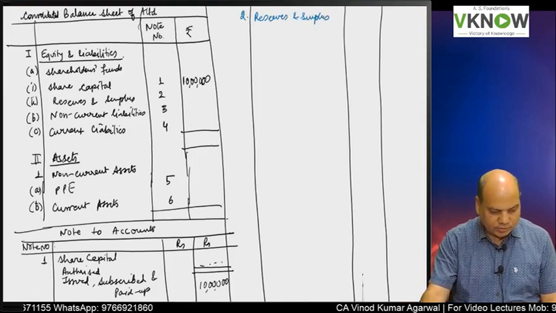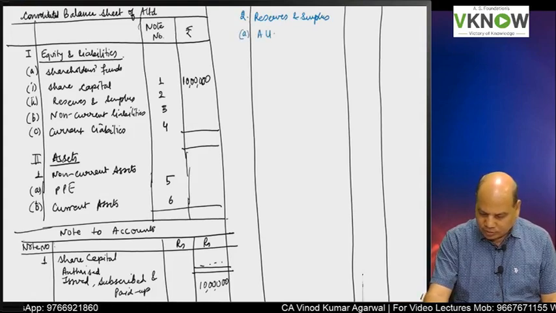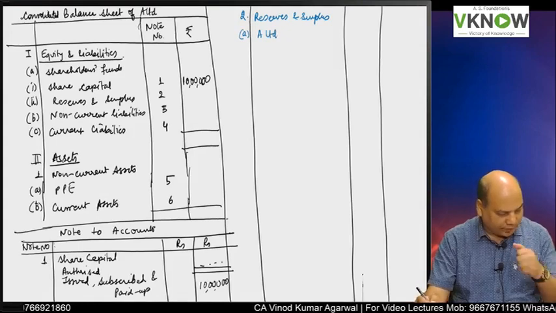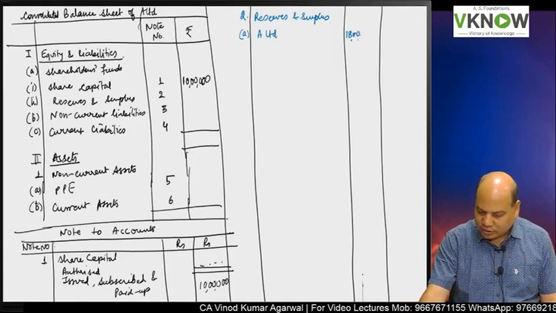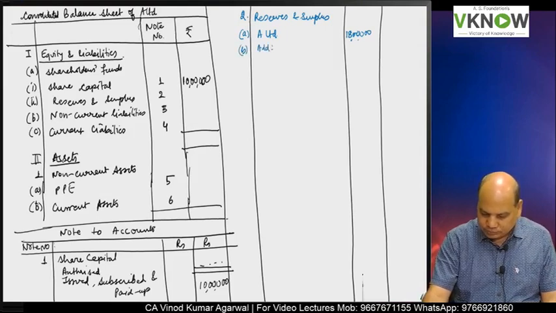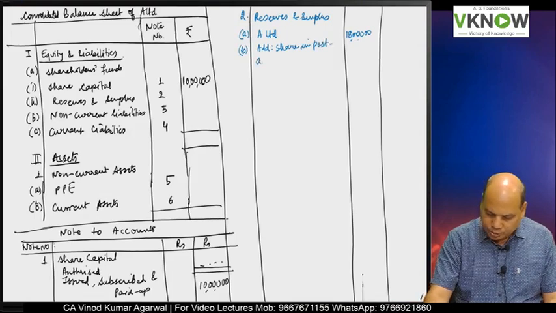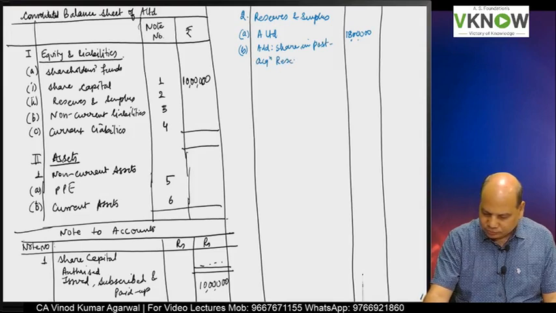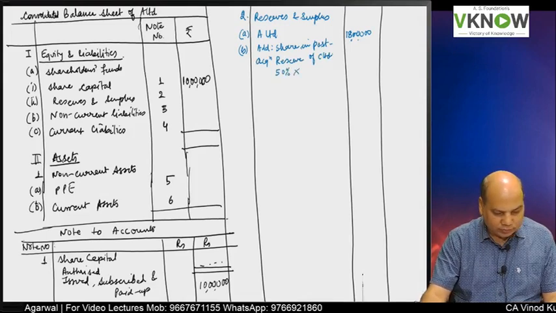Reserves and surplus. Under that you write down A Limited's own reserve. A Limited's own reserve is 18 lakh. And point number B, add share in post acquisition reserve of C Limited, which is 50% of 12 lakh.